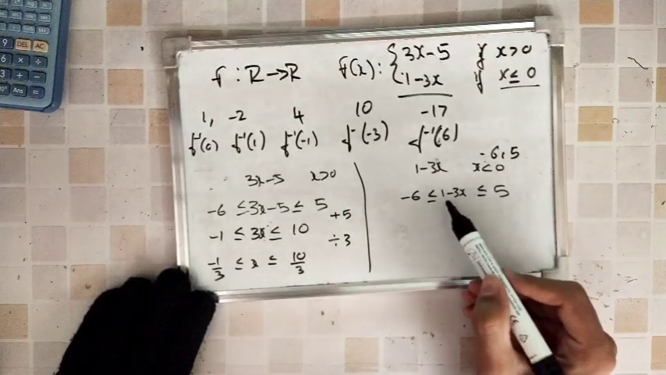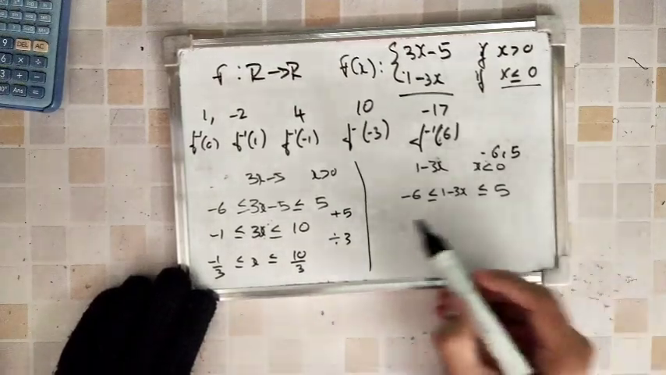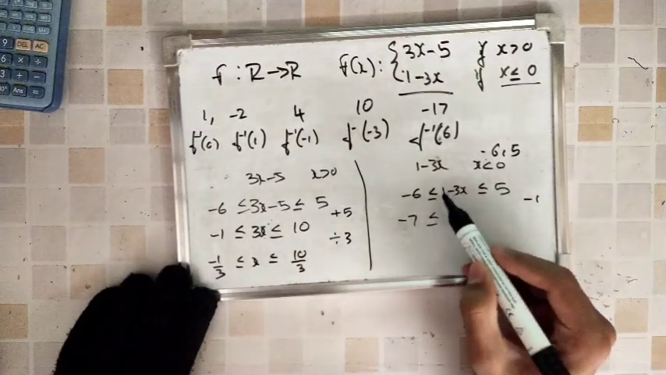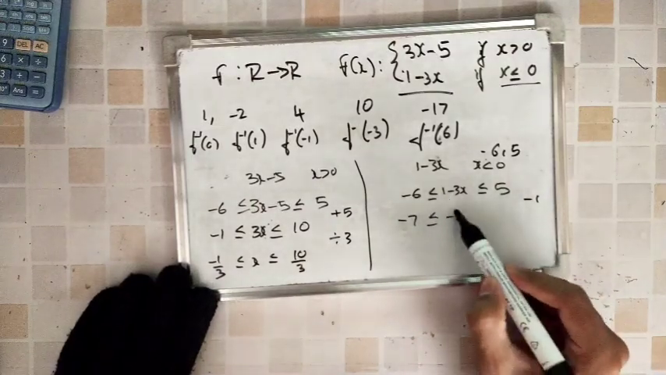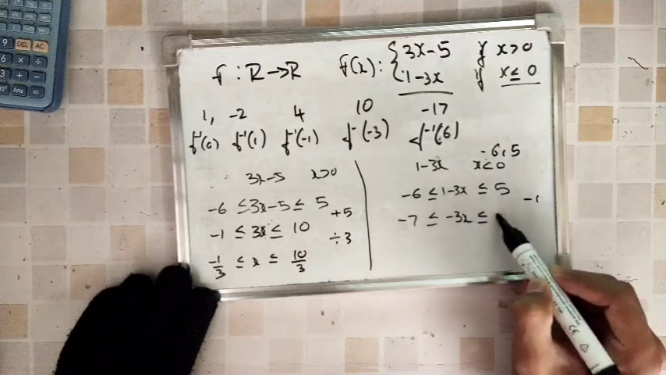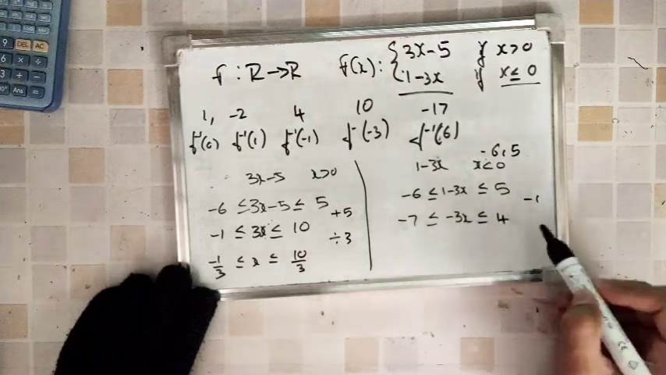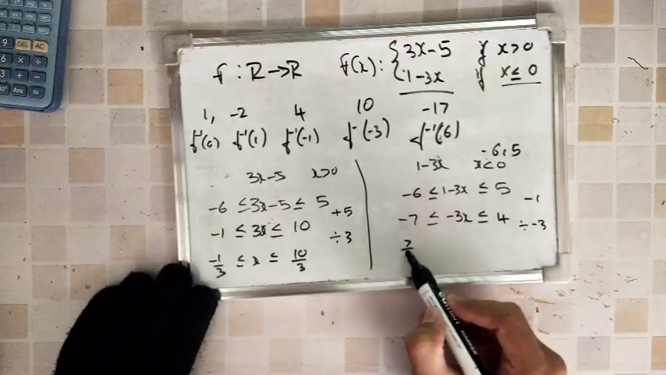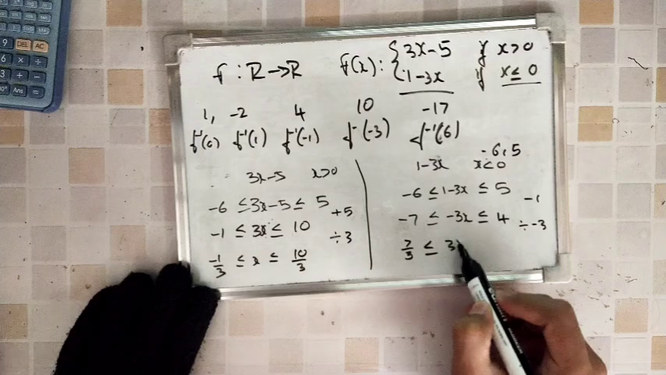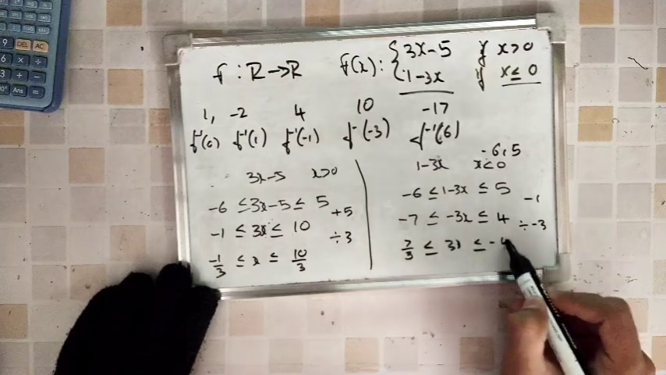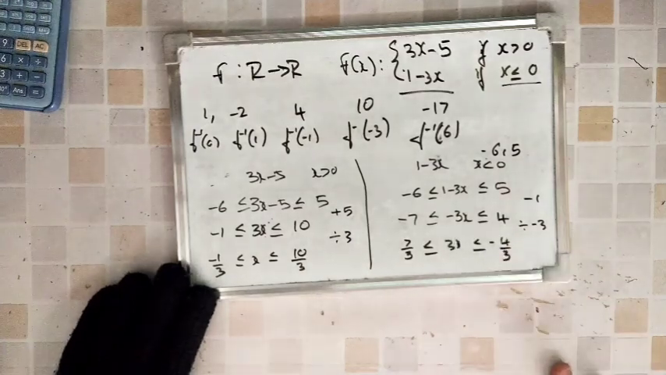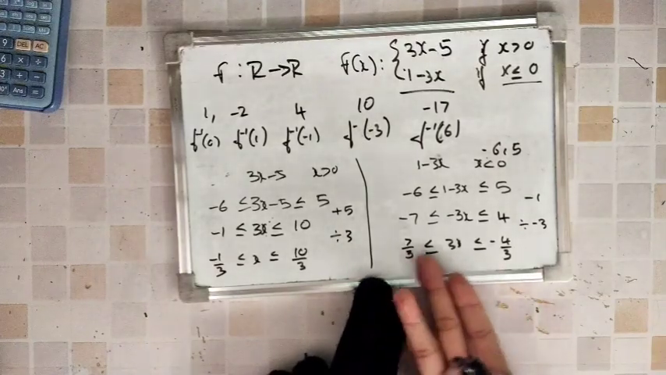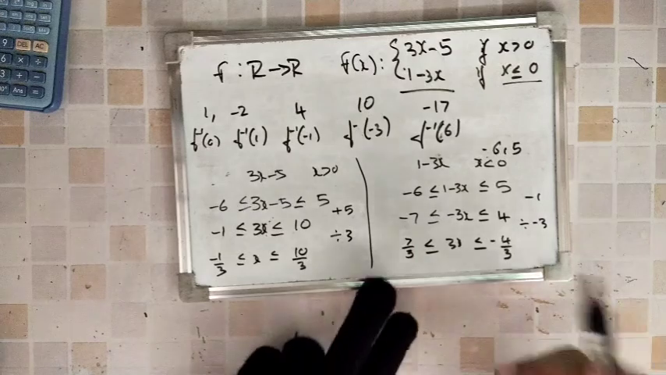Same I will do here. 1 minus 3x is there, so I will subtract 1 here. Minus 6 minus 1 is minus 7, less than or equal to 1 minus 1, only minus 3x is there, less than or equal to, here I will have 4. Then divide by minus 3. Minus 7 by minus 3 is plus 7 by 3, and 3x becomes minus 4 by 3. Okay, so I can again shift the places, right? So I can put minus 4 by 3 here, and 7 by 3 I will put here.